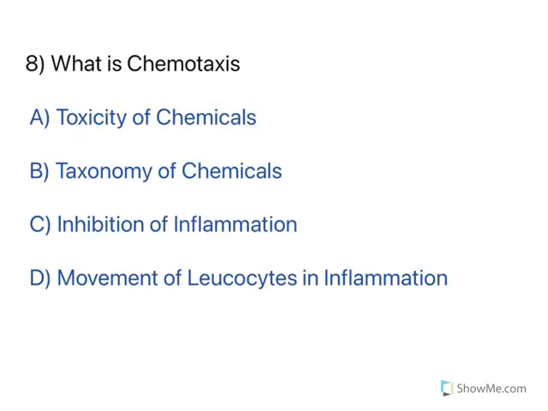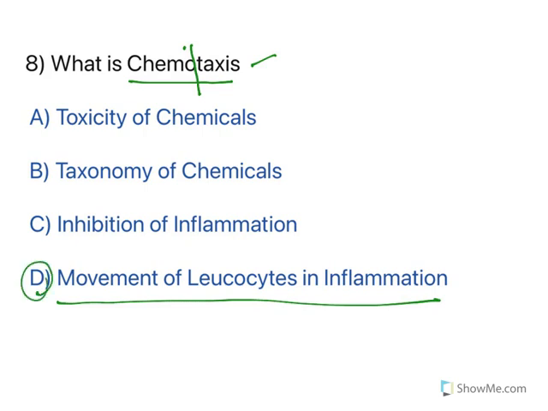Moving to the next one. What is chemotaxis? Now, chemo means chemical, taxis means movement. So the movement of leukocytes in inflammation, or movement of a certain agent according to chemicals, is called chemotaxis.